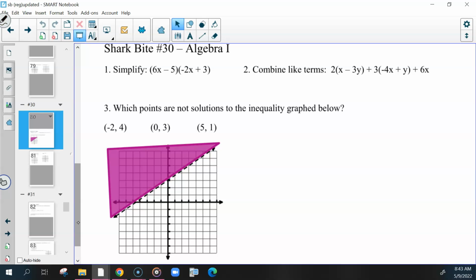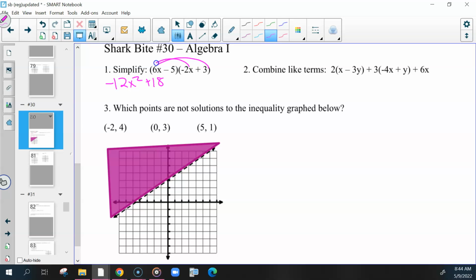Number 1, we needed to simplify this. How would we do that? Multiply. Multiply what? 6x with -2x. Okay, so 6x times -2x would give us -12x. -6x times 3 is -18x. Positive 18x.